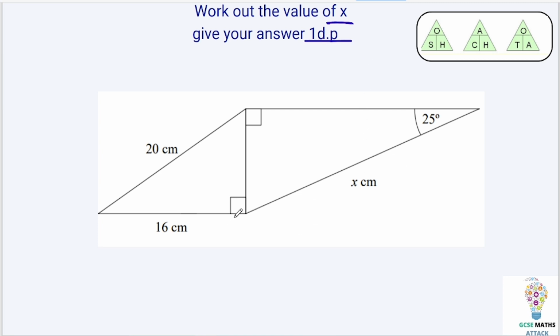Okay, I can see that my x is the hypotenuse because this looks like the longest side, but I can also see that there's two triangles over here.